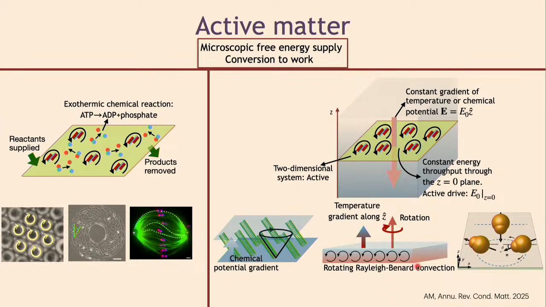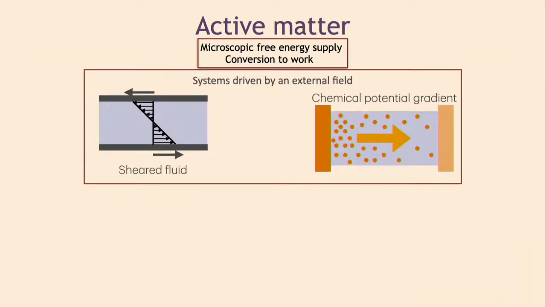So one very simple example of this kind of active system is when you have an interface between two bulk systems maintained at two different temperatures or two different chemical potentials. The 2D physics of particles or objects in that interface is active, okay? So then what is the fundamental difference between a standard driven system like a current carrying wire or a sheared fluid?